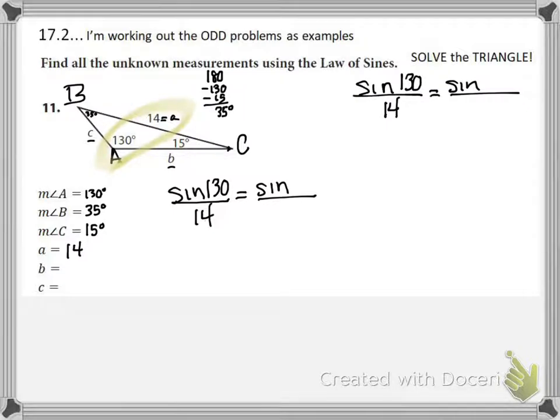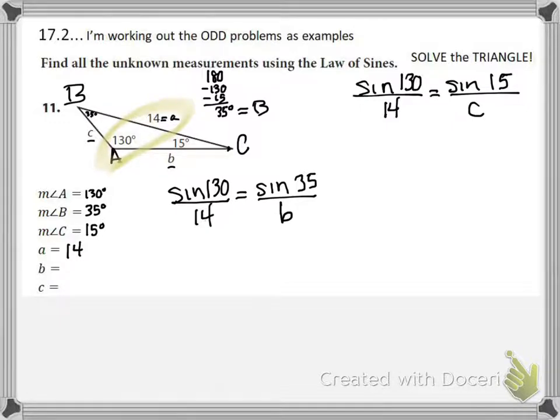The two sides I need to find are side B and side C. In order to find side B, I have to know angle B. Do I know angle B? Yes, I know angle B. I worked it right there. 35. Do I know angle C? Yes, they told me angle C. Now I'm going to cross multiply and divide on both of those setups.